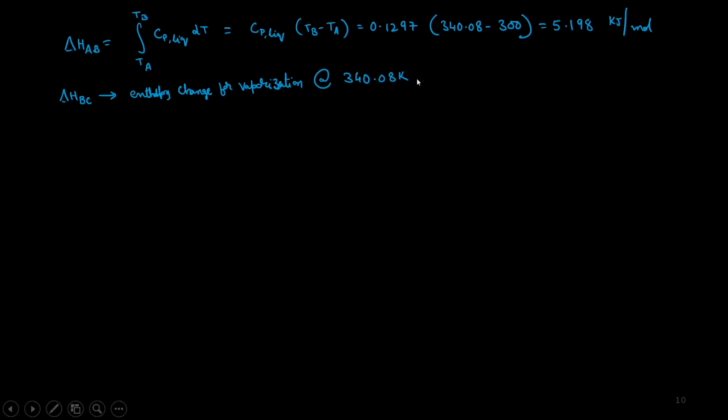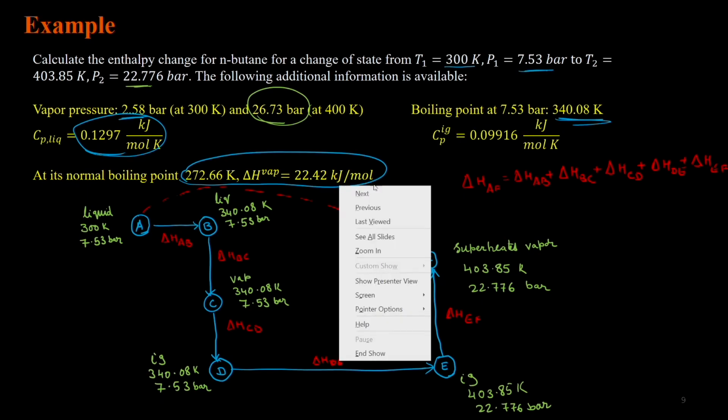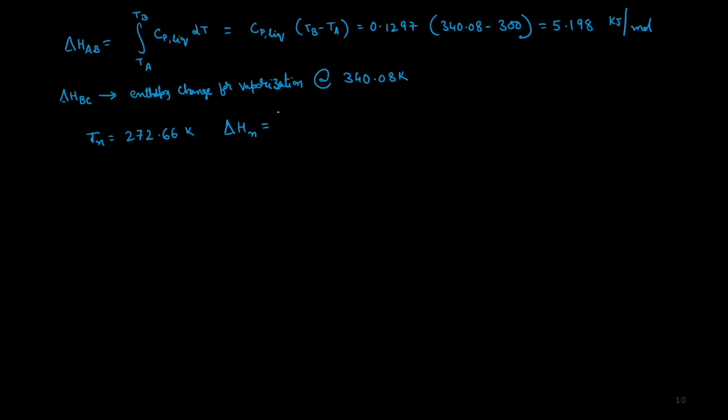340.08 Kelvin. What we know is that the normal boiling point is 272.66 Kelvin, and delta H at the normal boiling point is given to us. It is 22.42 kilojoules per mole, right? So what we'll do is we'll use Watson's rule to calculate, and for using Watson's rule we need TR1 and TR2.